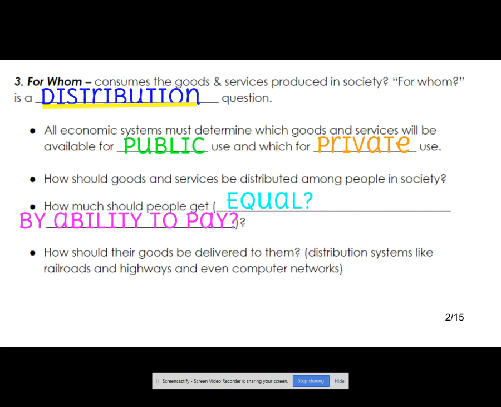All right. So how should their goods be delivered to them? So, like, are there distribution systems in the infrastructure, like railroads and highways? But now this is starting to shift. Amazon is one of the biggest disruptors in the market when it comes to the distribution question, because they revolutionized the market. Because no longer do we have to wait a week or two to get something. If you have Amazon Prime, then things will get there in 2 days with no shipping costs.